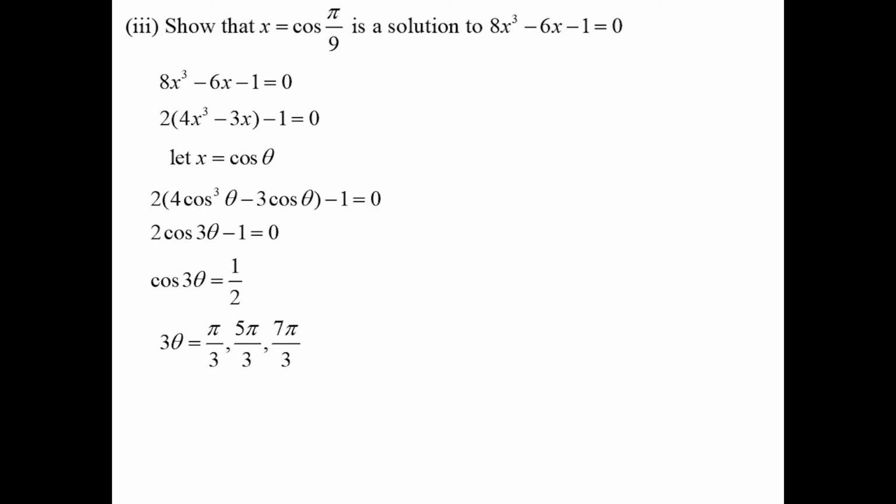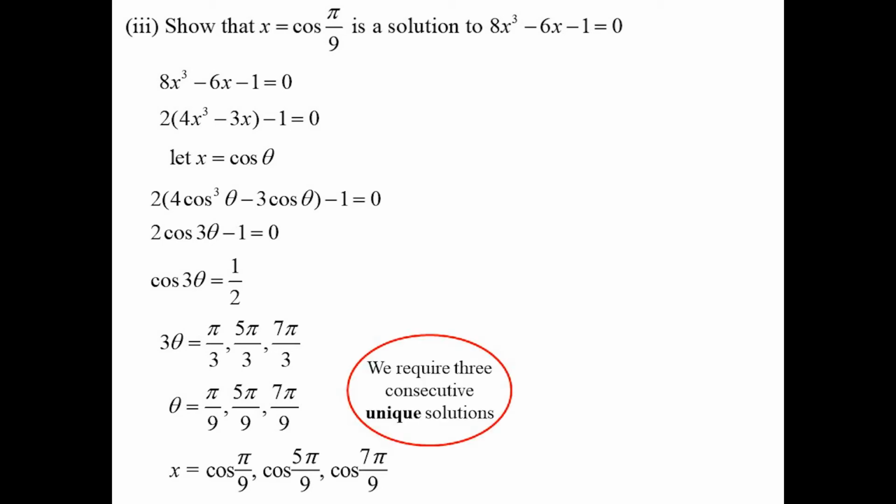Well, in the first quadrant it'll be π/3. The next one will be the fourth quadrant, wouldn't it? Fourth quadrant will be 5π/3. And then I'd be back into the first quadrant again, 7π/3. I need 3 solutions because it's a cubic, and I know there's going to be 3 answers here. Divide everything by 3. I have π/9, 5π/9, 7π/9, but that's θ. Remember, we said x was the cosine of θ. We require 3 consecutive solutions. It's also important those solutions are unique.